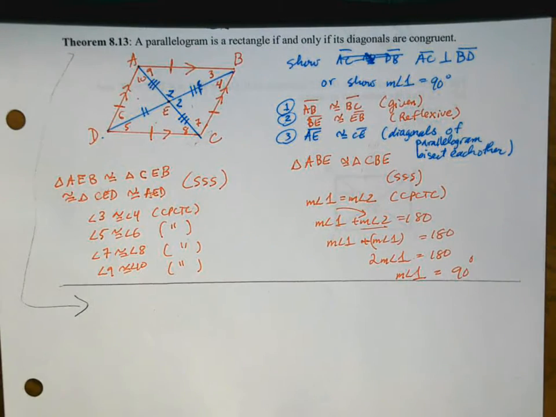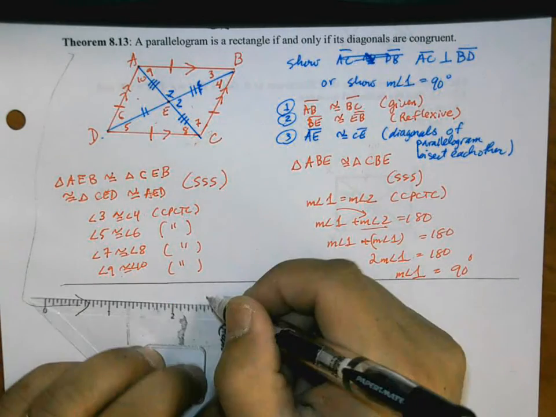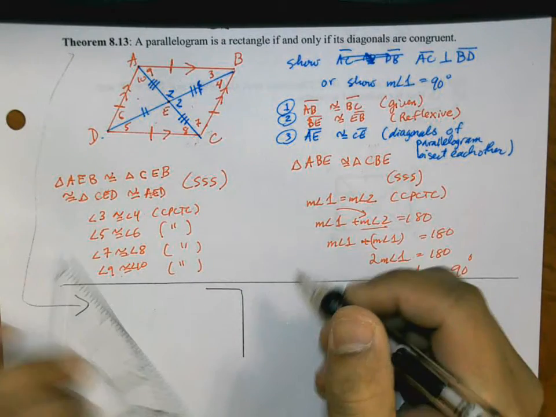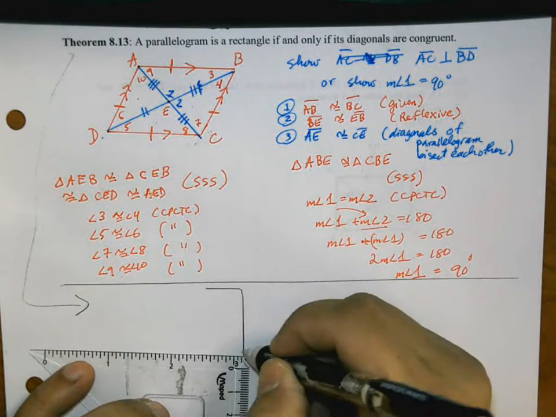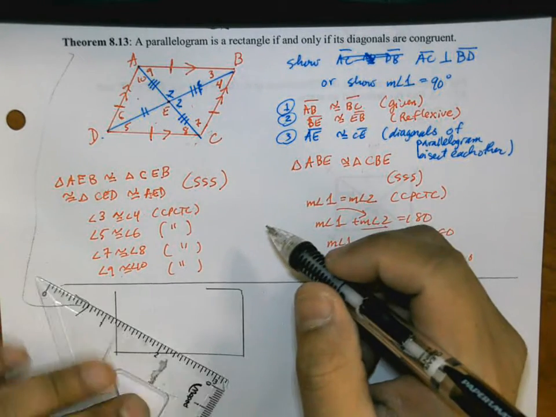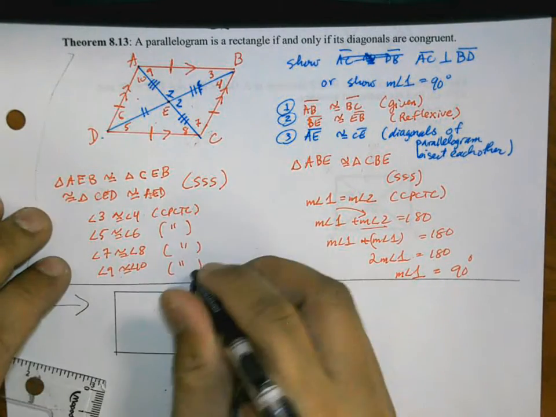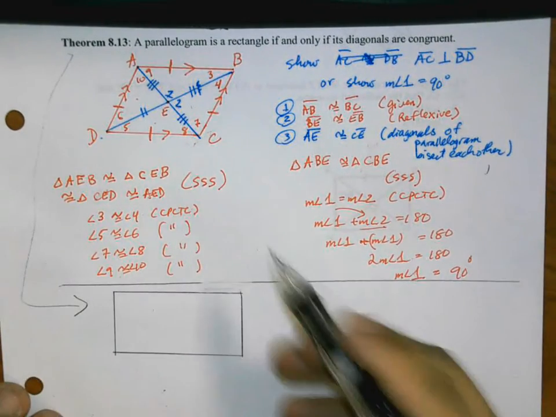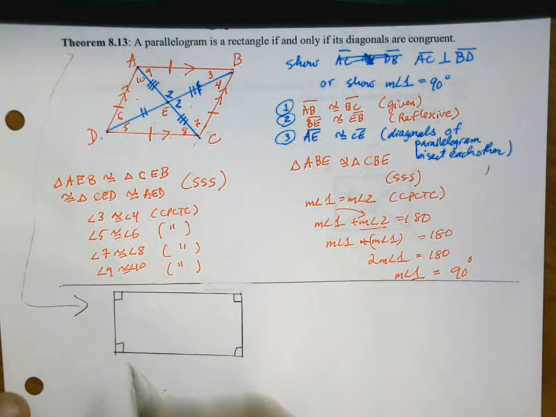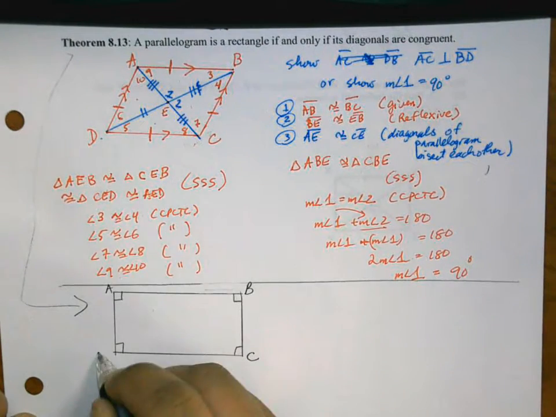Okay. So let's draw ourselves a rectangle. We need some 90 degrees here. So we have this rectangle here. Clean this picture up a little bit. And we know that a rectangle has all 90 degrees. Everything here must be 90 degrees. So let's call this A, B, C, D.